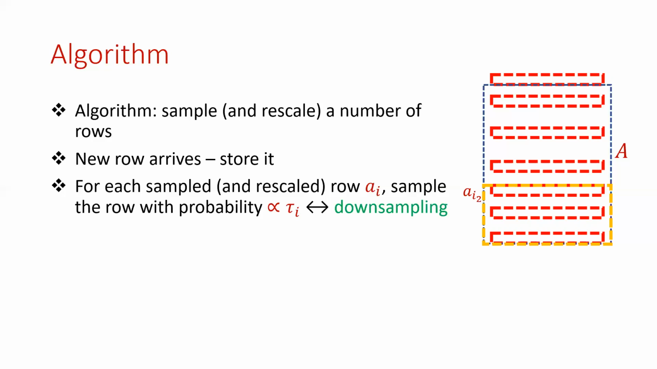Now we don't actually have this yellow matrix. We have a sketch instead of the 3 green rows. So we use that as a proxy to determine what probability we should keep A sub I2. And suppose for our purposes, we choose not to keep A sub I2. Then we progress forward and we sample A sub I3 with probability proportional to the rows that appear after A sub I3.